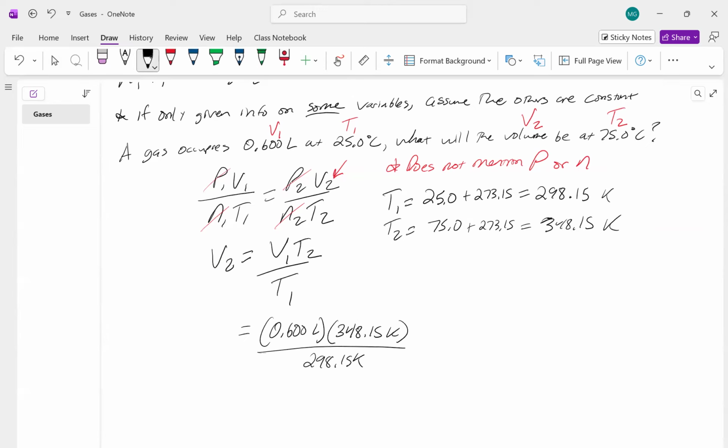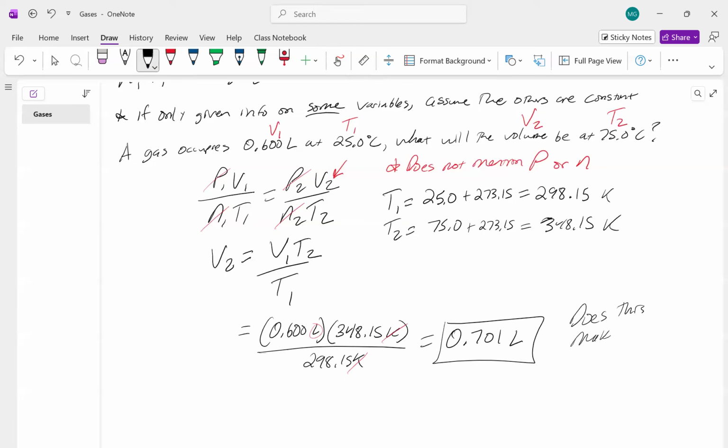Notice how my Kelvin cancel out. I'm just left with units of liters. That's exactly what volume is. And now my volume is 0.701 liters.